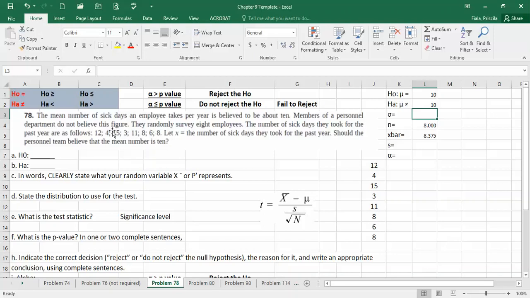Okay, and then let x be the number of sick days an employee took for the past year. Should the personnel team believe that the mean number is 10? So they're asking, should they believe that the mean number is 10 based on all this? Well, if you notice here, we're missing quite a few pieces of information, correct?